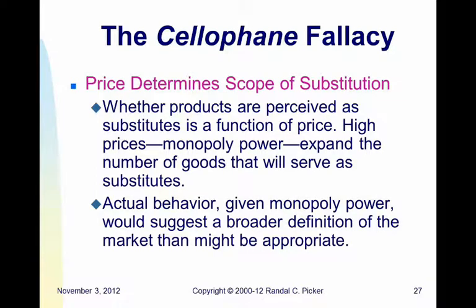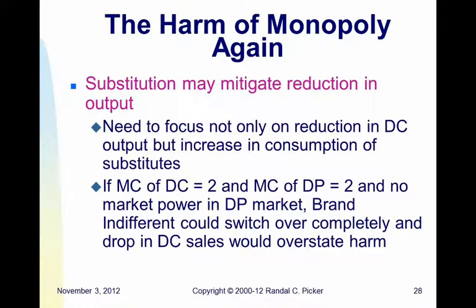And so there can be situations where we will put products in the same market, and this is the idea behind the cellophane fallacy, where the only reason we're observing those products being in the same market is because of the exercise of monopoly power. That's to suggest that we want to be careful about that, in the sense that we may be building a market which is artificially large, given the way it's being distorted by prices which are influenced by market power.